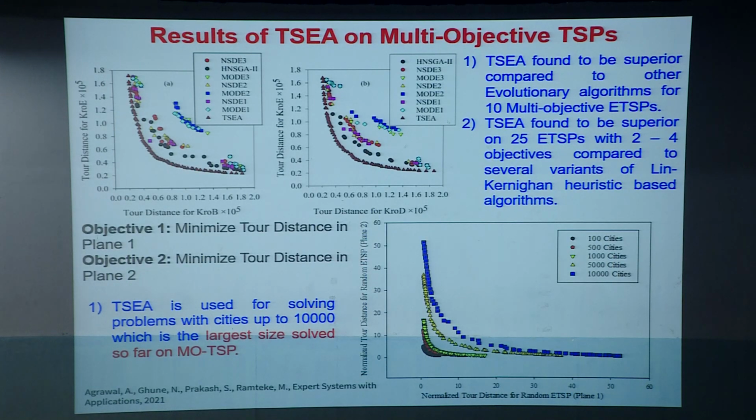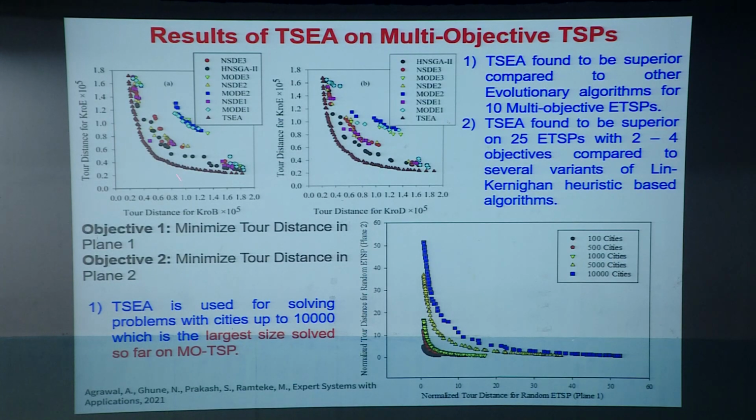So we have solved almost 55 multi-objective Euclidean TSP problems with varying objectives between 2 to 4. And we have compared our results with the multi-objective variants of Lin-Kernighan heuristic-based algorithms. And what we have seen is our algorithm is outperforming all these algorithms.